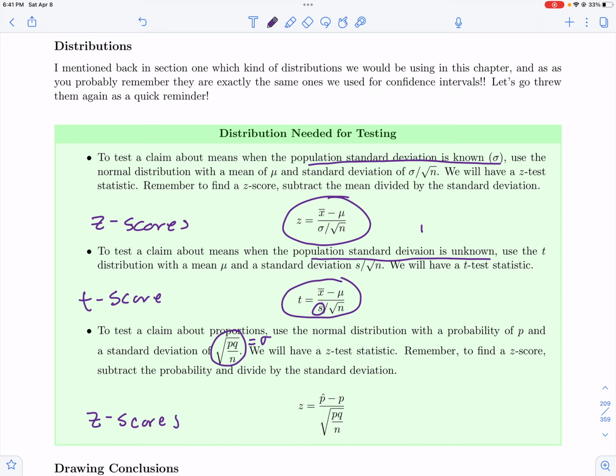So if you remember, we used inverse norm for these, inverse T for this one, and then inverse norm for these. So if we need to find those Z and T scores, we're going to be using either inverse norm or inverse T, depending on whether we're in the 7.1, 7.2, or 7.3 case, which is how these are all going to be broken down. So again, everything we learned in those chapters is going to carry right over into helping us with these different distributions as we go along.